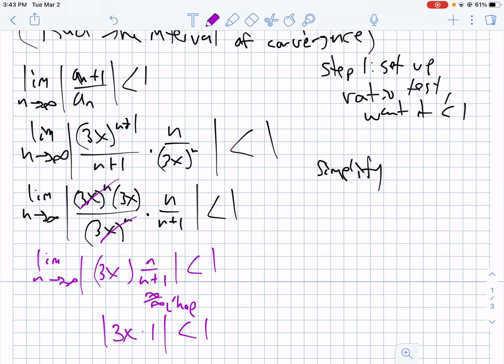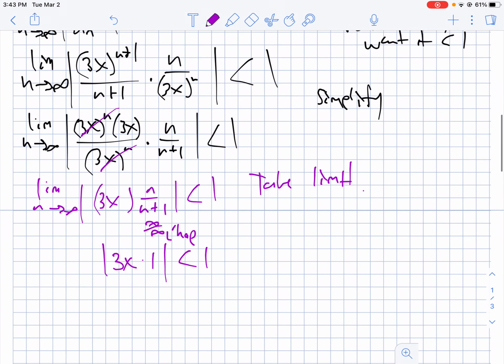Okay, so now that I've simplified this and I took the limit at the last step, now what I'm going to get is I'm going to have to solve this inequality.